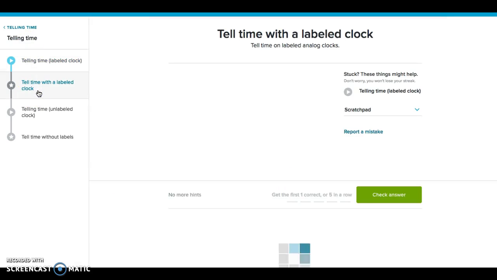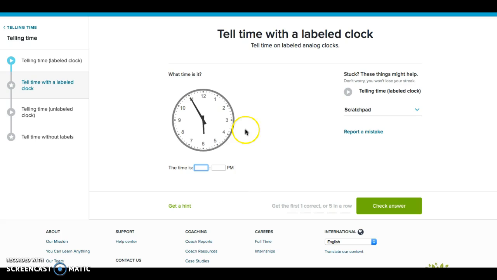They can then go to telling time. They can try to answer what time it is on the clock. So if I was to answer this question here, it would be 6. And I would have to count along the clock: 5, 10, 15, 20, 25, 30, 35, 40, 45, 50, 55. So it is 6:55 at this time.